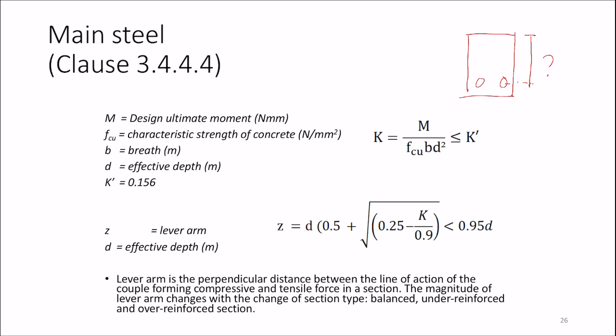K must be less than or equal to K prime. K prime is 0.156. It cannot be more than K prime.